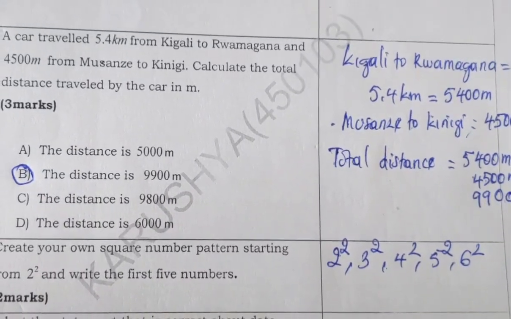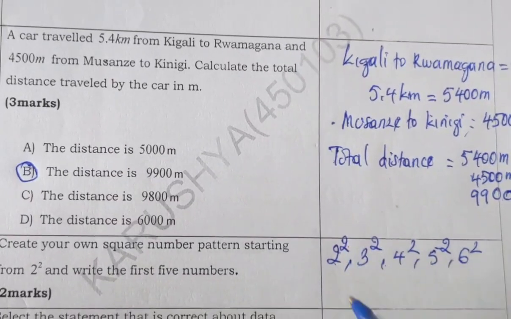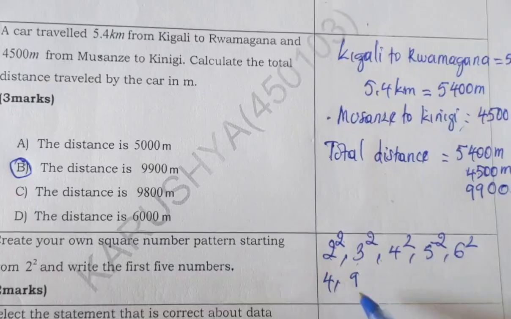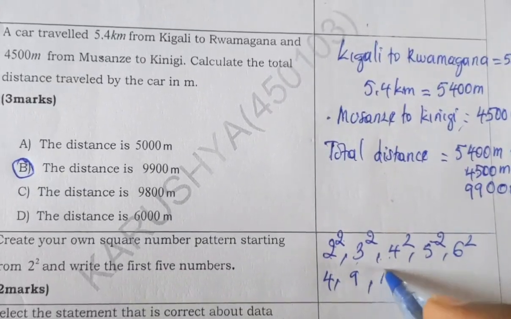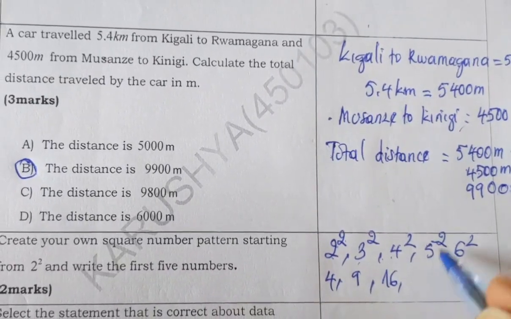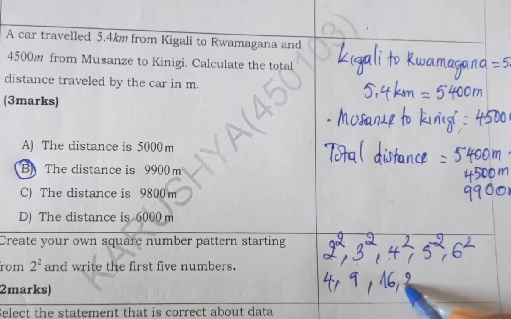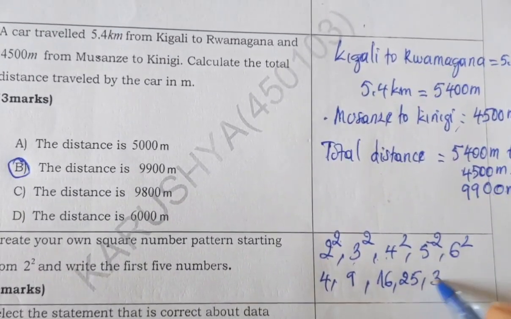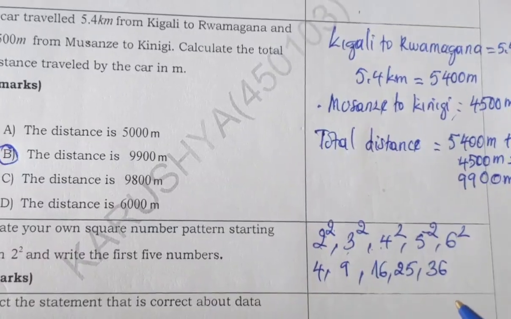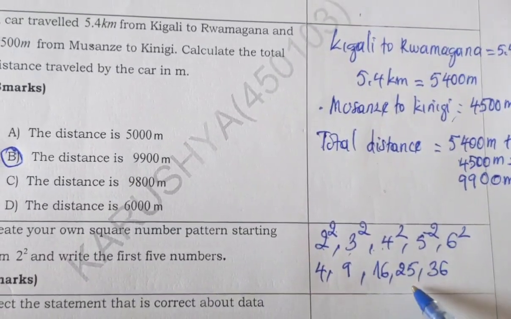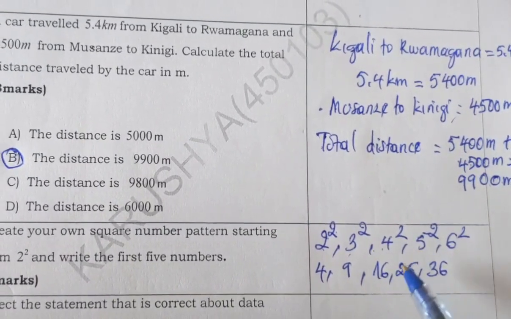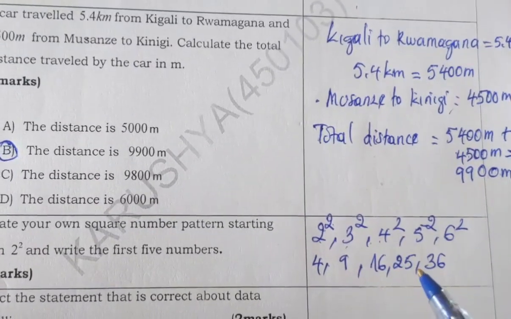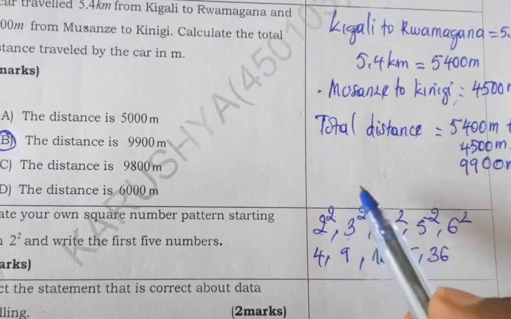first 5 numbers. To mean here 2 power 2 is equal to 4, and then 3 power 2 is equal to 9, and 4 power 2 is equal to 16, and then 5 power 2 is equal to 25, and then 6 power 2 is equal to 36. Then your first 5 numbers are these, but also you can use another number. Here you can start by your own number, but it is recommended that you start by 2 power 2.